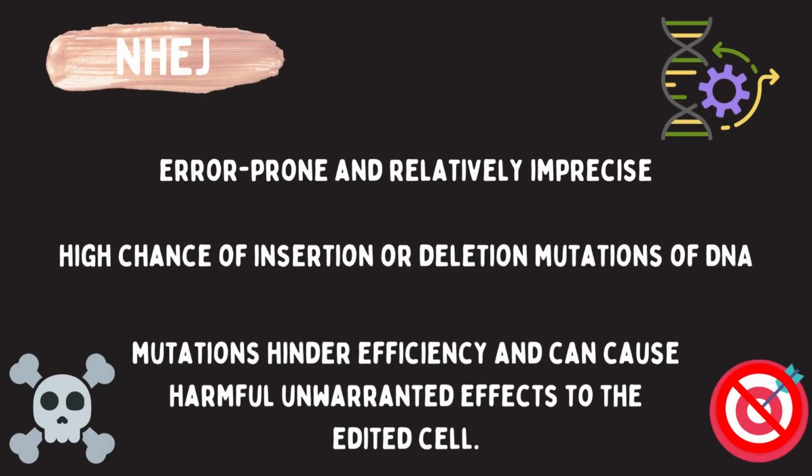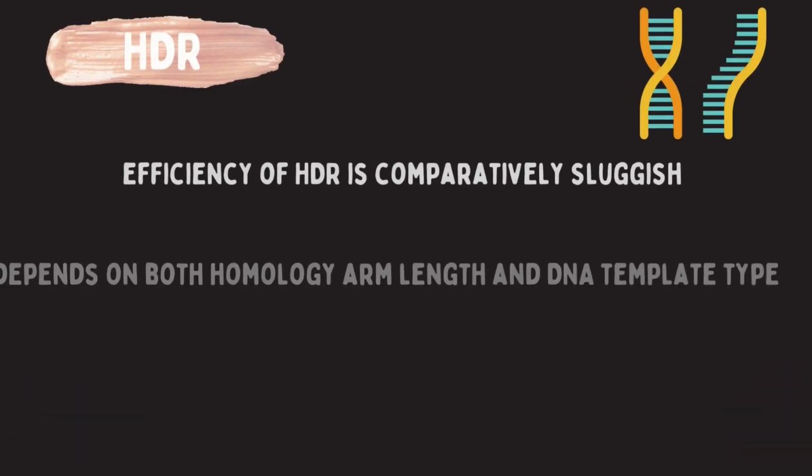To start, the non-homologous end joining repair mechanism process is error-prone and relatively imprecise. As the cell is left to repair the edited genome, there is a high chance of insertion or deletion mutations of the DNA sequence if the cell does not produce the proper nucleotide sequence. These mutations hinder efficiency and can cause harmful unwarranted effects to the edited cell.